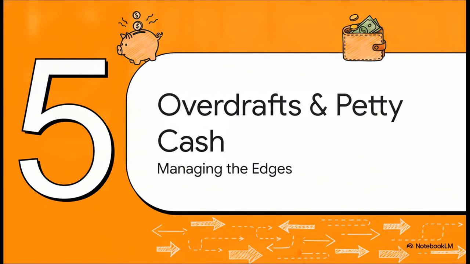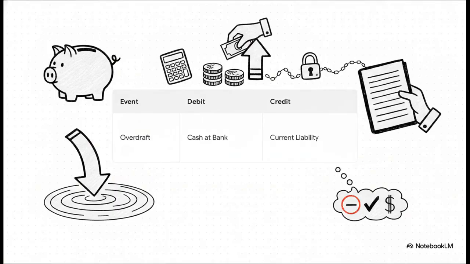All right, final section, Section 5, overdrafts and petty cash. We are managing the edges of cash here. First up, overdrafts. Listen, if you overdraw a bank account, you cannot present a negative cash balance on your financial statements. Negative cash isn't an asset. It's basically a sudden loan from the bank. So to fix this for reporting, you debit cash at bank just enough to zero out that specific negative account balance, and you credit a current liability account to accurately show that you owe the bank money.